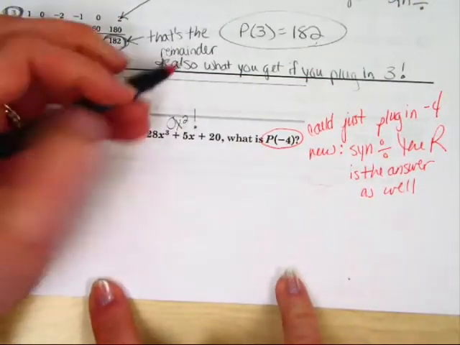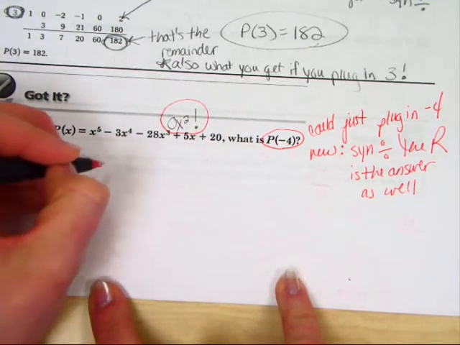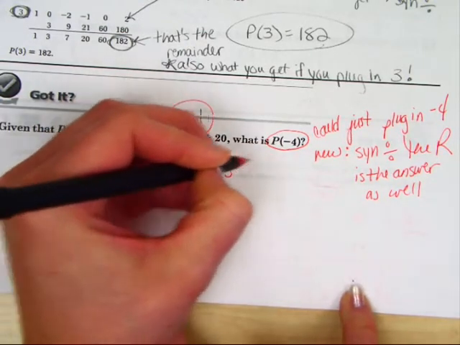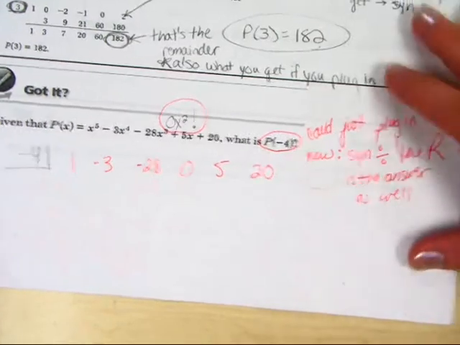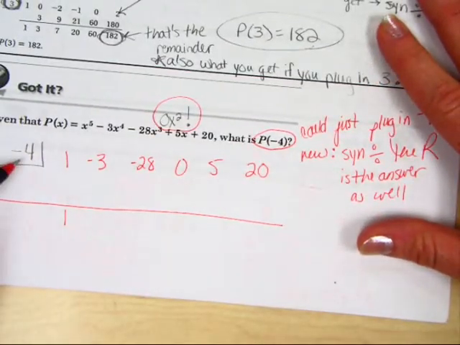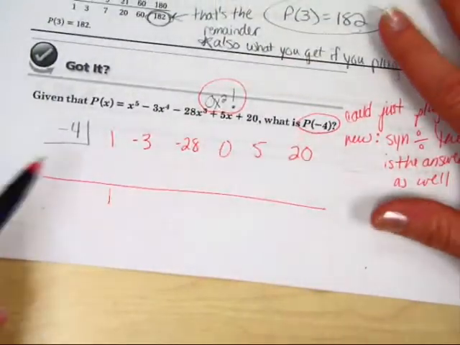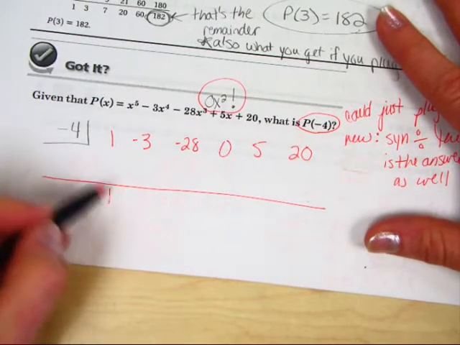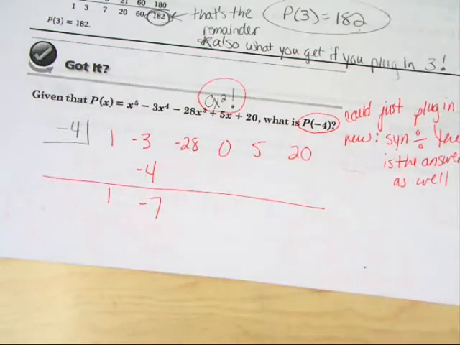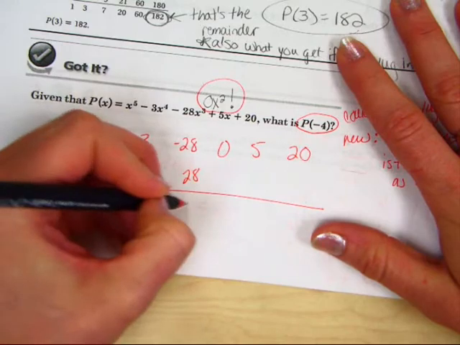Oh, there's no x squared. So you have to use 0 for x squared, 5 and 20. 1, negative 3, negative 28, 0, 5, and 20. Nice long problem here. Now let's use synthetic division. Carry down the 1. Now it might help for you to watch this and then to rewind and play it again, just so you can kind of follow my arrows. Multiply, negative 4, add, negative 7. Multiply, positive 28, add, 0.